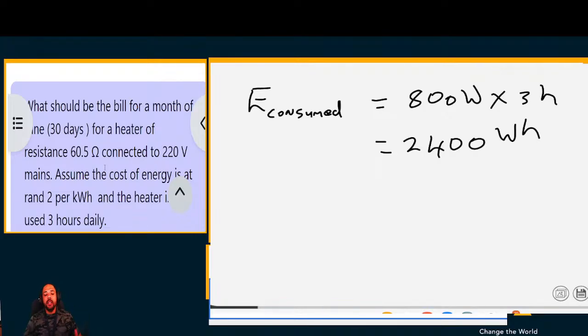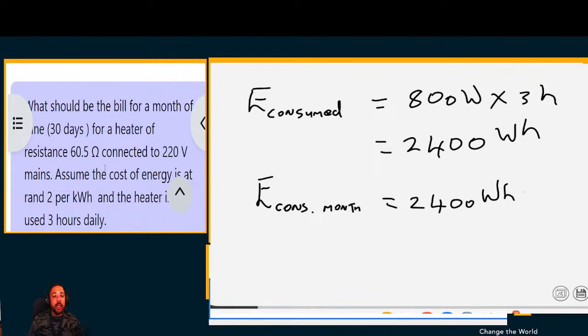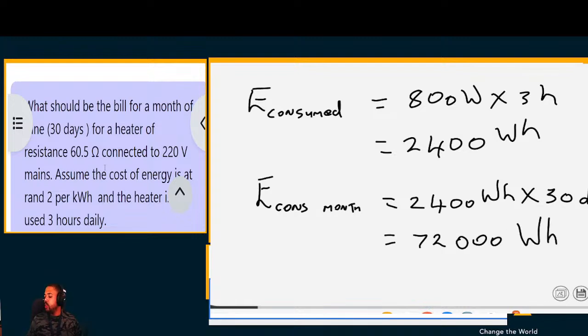Now we want it for the entirety of June. The energy consumed monthly, this is per month. So we have the 2400 watt hours that we consume per day. And how many days are there in June? They told us there are 30 days in June, times 30 days. And that gives us 72,000 watt hours. So we have 72,000 watt hours consumed in one month.